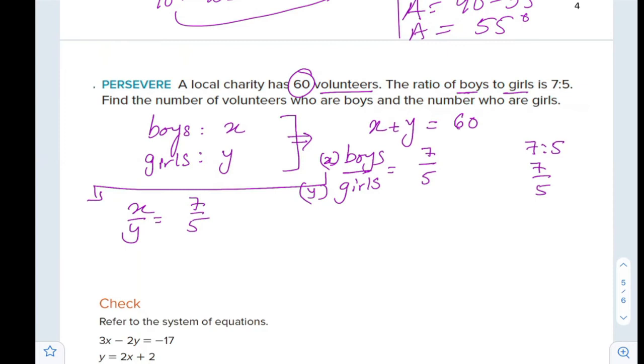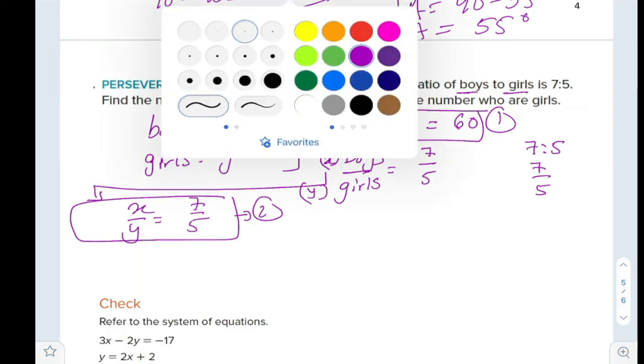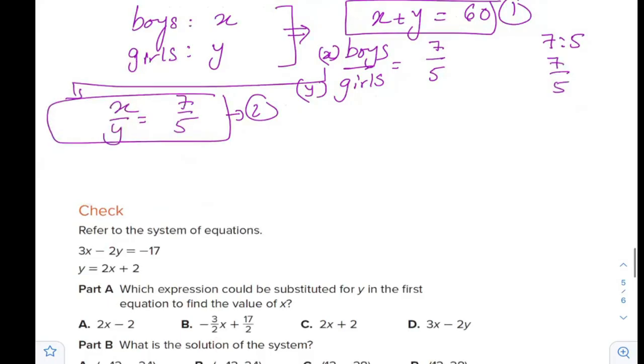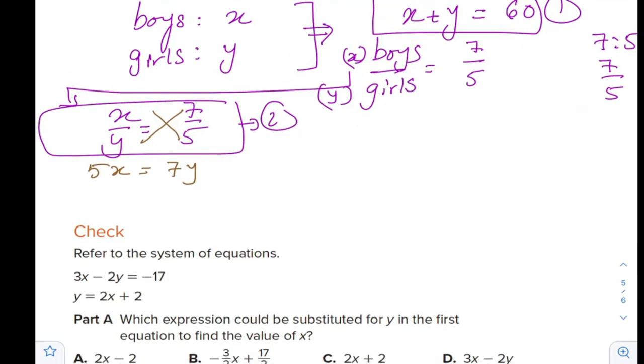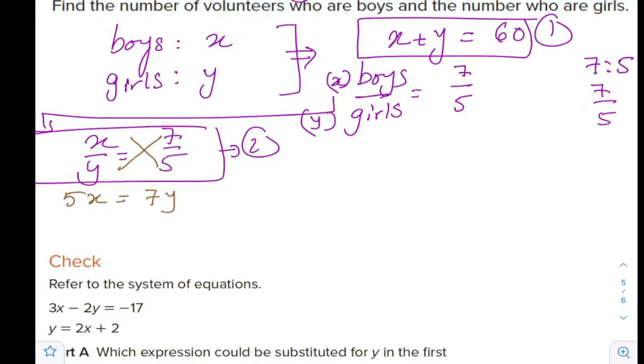Now, how can we solve these equations? We have equation 1, equation 2. Let's see how we can solve. We need to rearrange it by using cross multiplication. So we can say that 5x is equal to 7y. And then we will use equation 1 and 2. Use equation 1 to solve for one of the values. For example, we can solve for x. So x is 60 minus y.